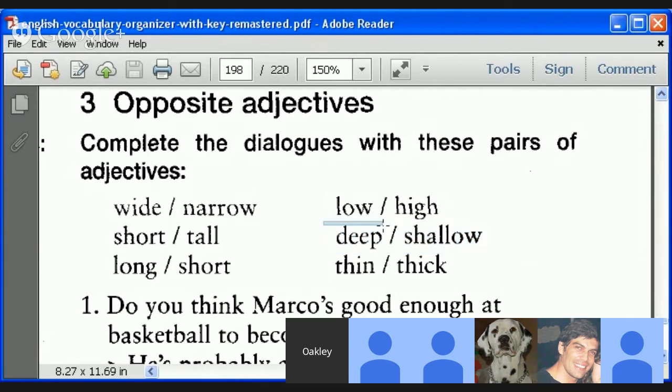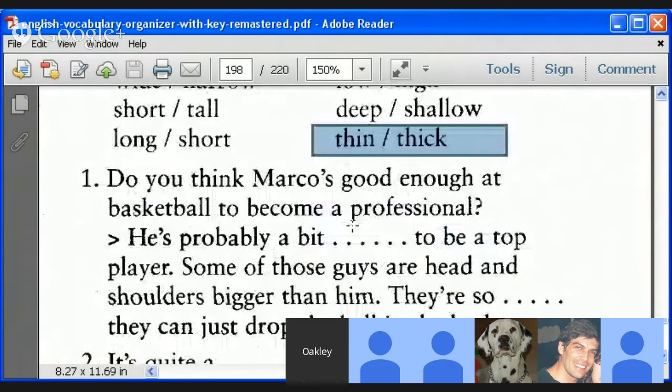Again, I mentioned earlier the use of deep. If somebody's very deep, they think very deeply, but if somebody's very shallow, they only think about their appearance, how they look. They don't think about anything like philosophy. They're not deep thinkers. They only think about surface things. They're very shallow. And thin, thick.